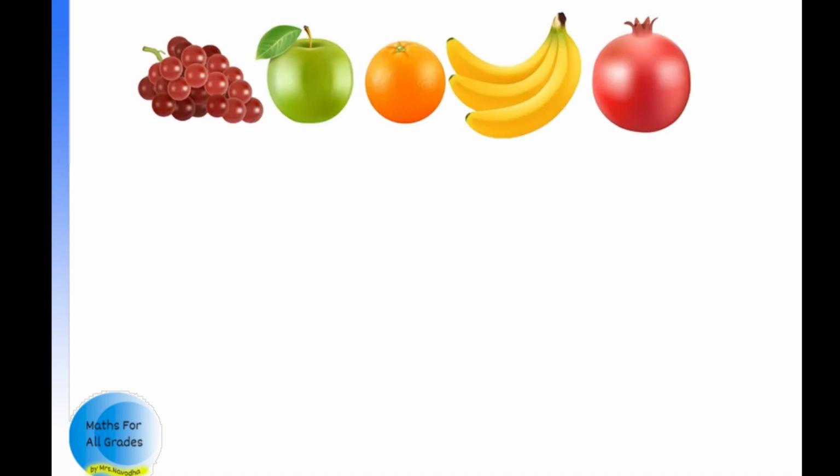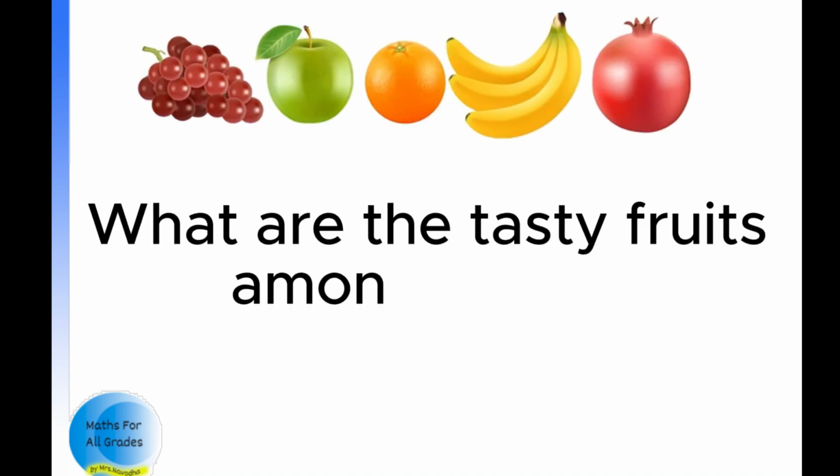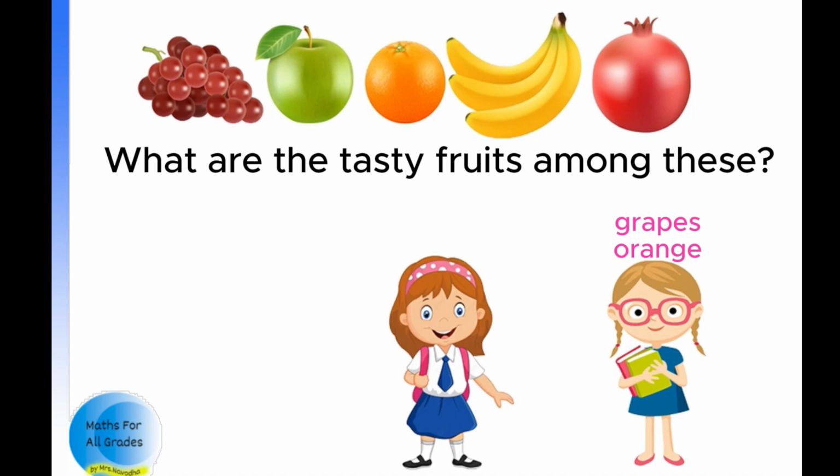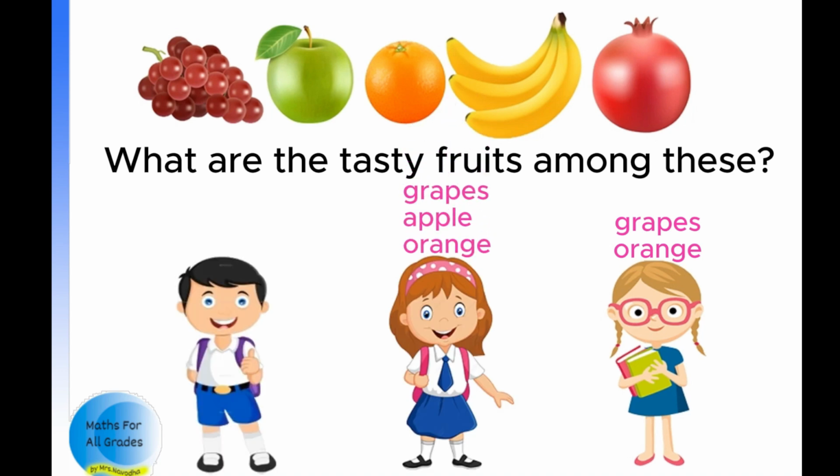Okay, now I have a question for you. What are the tasty fruits among these? This girl says grapes and orange are tasty fruits. Let's ask this girl. She thinks grapes, apple and orange are tasty fruits. This boy thinks pomegranate and orange are tasty fruits. Now look at the answers. They are different from one another.